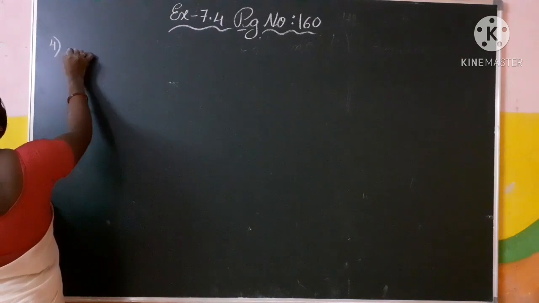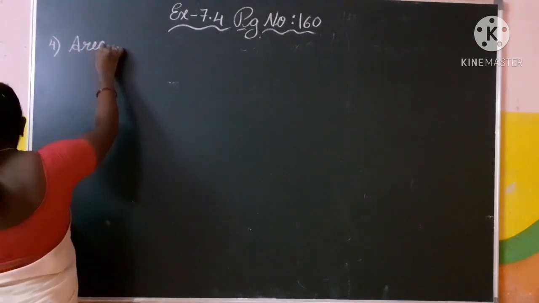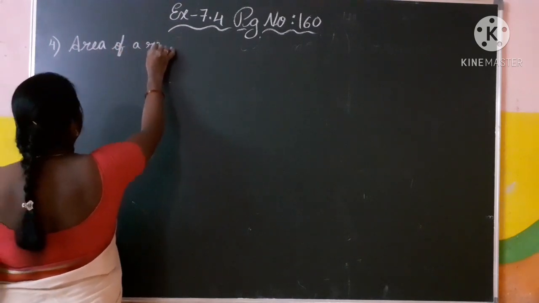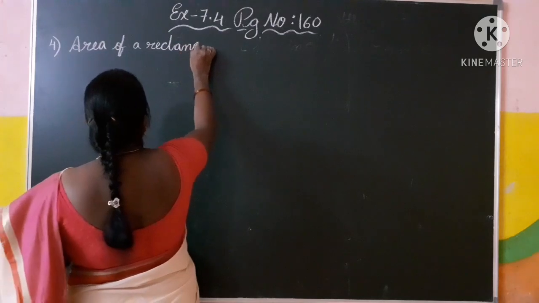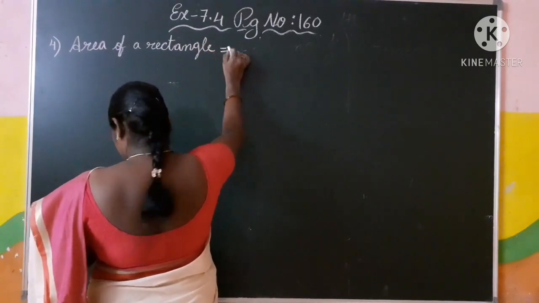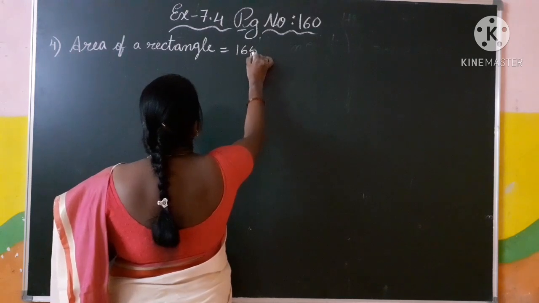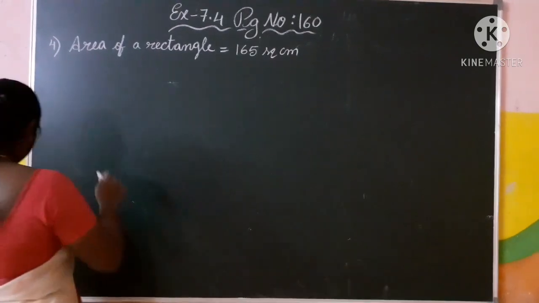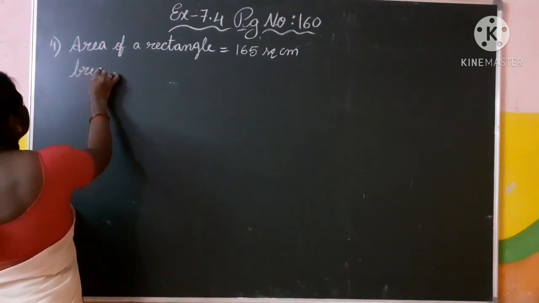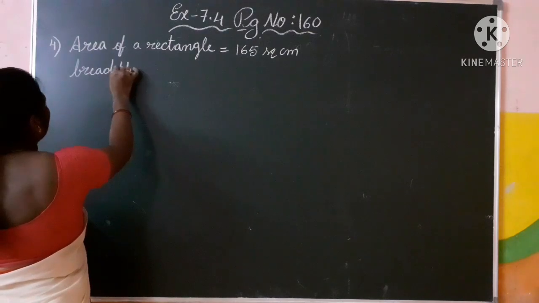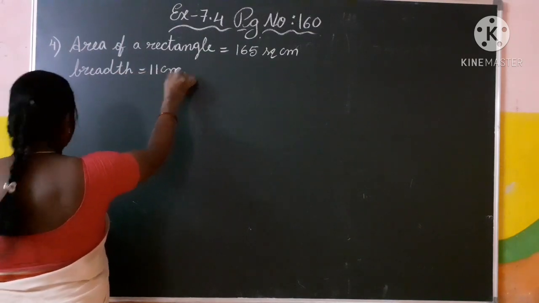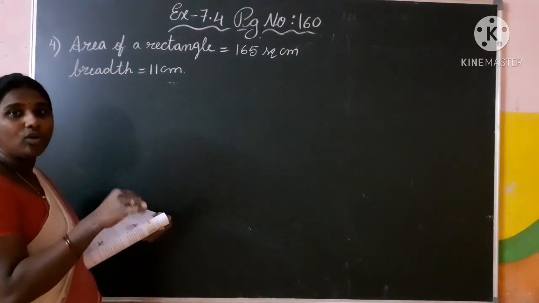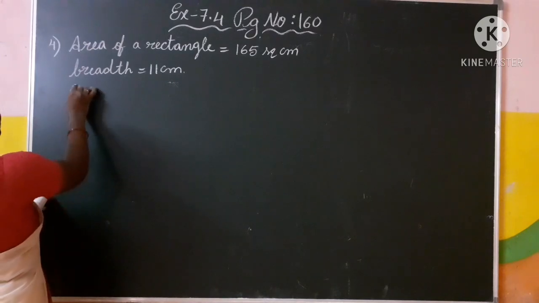Now, fourth question. Area of a rectangle is equal to 165 square centimeters. Area of a rectangle is given. Next, breadth is equal to 11 centimeters. Next, we have to find perimeter. For finding the perimeter, we need length and breadth. But we don't know length, so we have to find length.